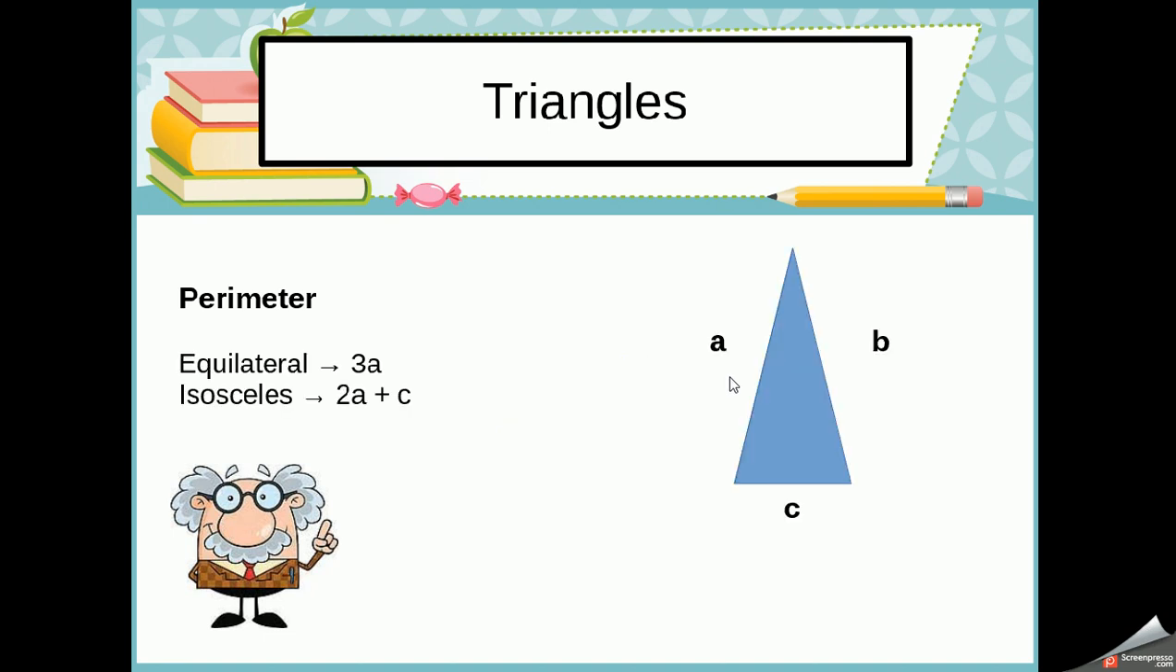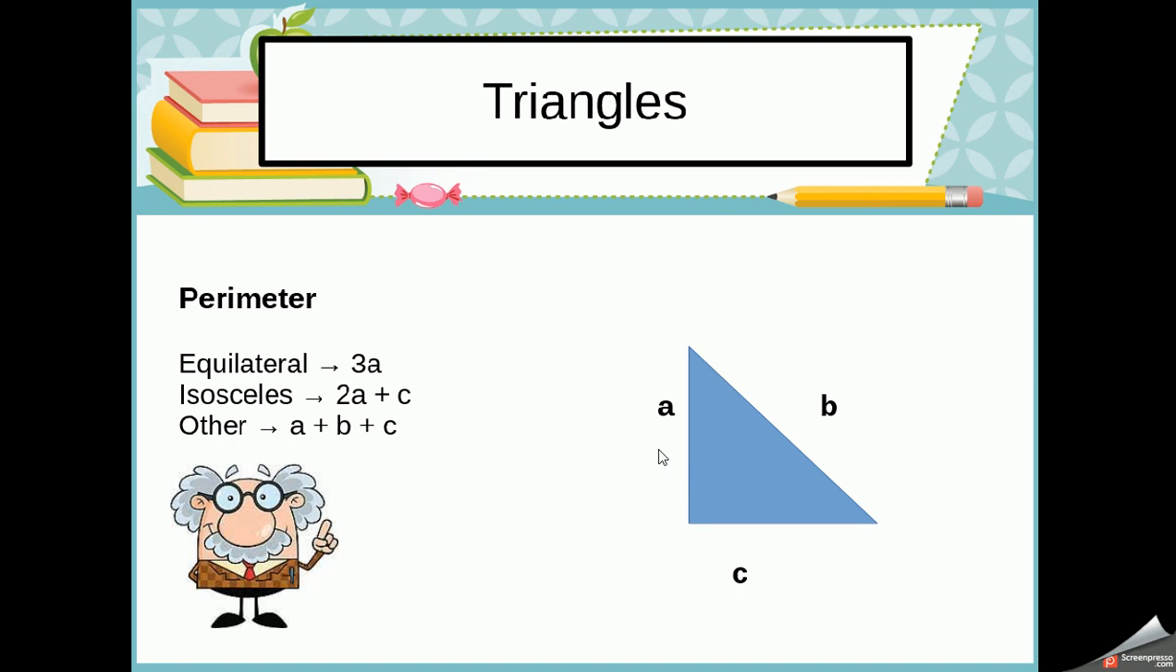With an isosceles triangle, then, we can do a similar thing because we know 2 of the sides are the same. We can multiply one of those sides by 2 and then add the last side on, the one that isn't the same length. And then any other triangle, we have to add up the 3 sides.